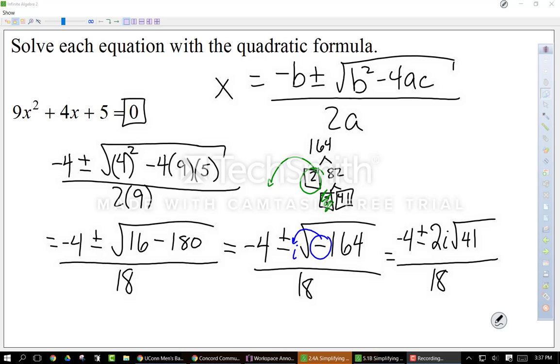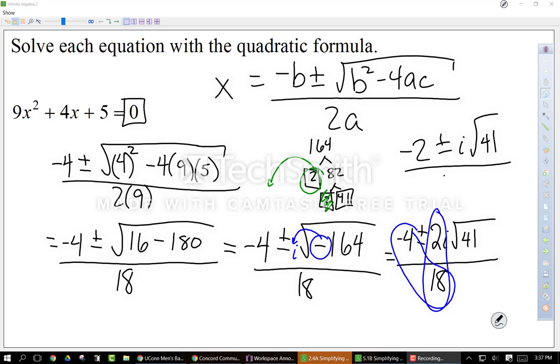Now we said earlier that because the negative 4 and the 18 and the 2 and the 18 are able to be simplified, I have to do that. So let's divide them both by 2. So I get negative 2 plus or minus. Remember, 2 divided by 2 is 1, so I can either write 1i or just i. It's up to you, it doesn't matter. Square root of 41 over the 9. And because I've now simplified, that is my answer.